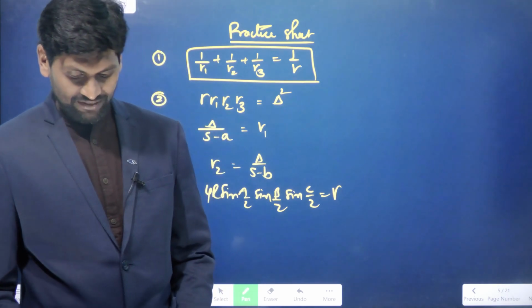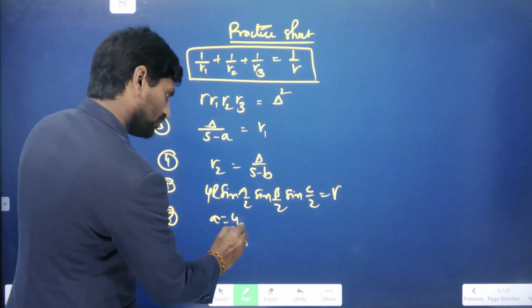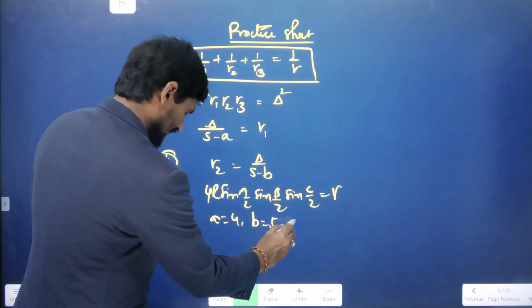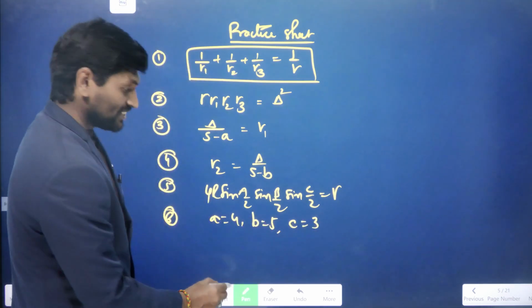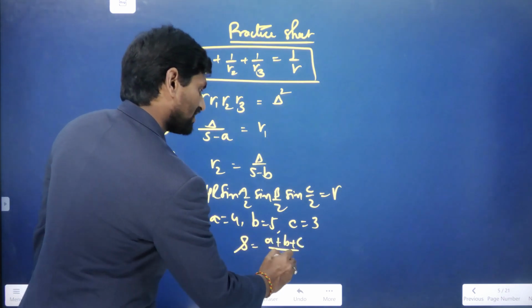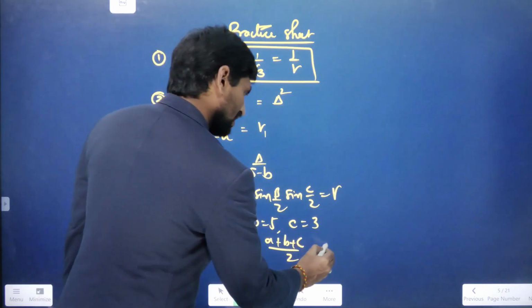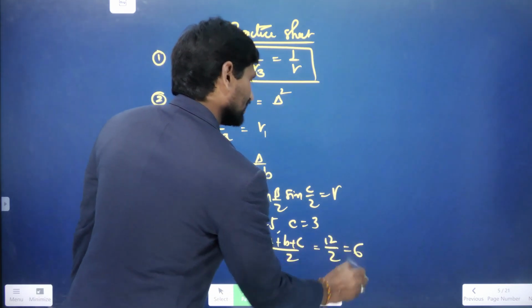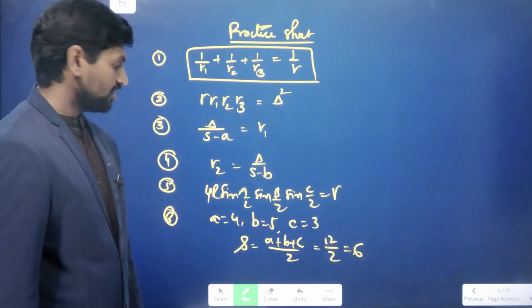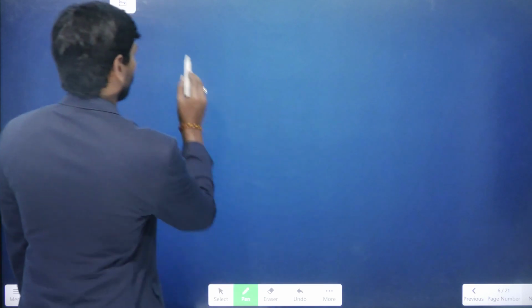All are direct concept formulas, we can remember these. In the sixth question, the values of A, B, C are given and we need to find the S value. What is the A value here? A value is 4, B value is 5 and C value is 3. And what is S? S is the semi-perimeter, that means A plus B plus C by 2. So 4 plus 5 is 9, 9 plus 3 is 12, 12 by 2 is 6. Okay? So let us go to the next problem.